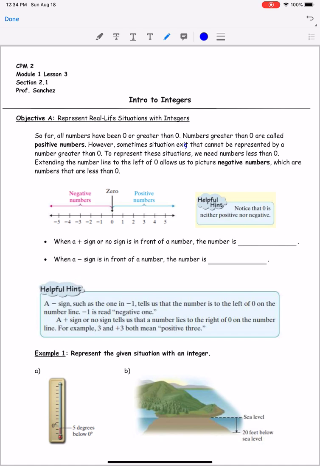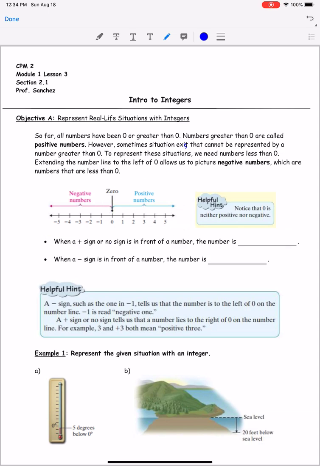Extending the number line to the left of 0 allows us to picture negative numbers, which are numbers less than 0. So, you can see right here on this number line, up until this point, we've only been dealing with this side right here. All of our answers have always been positive and nothing else.